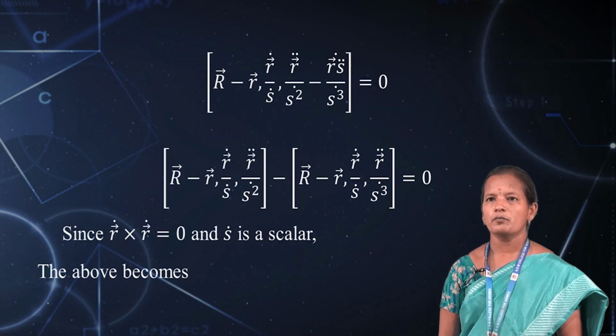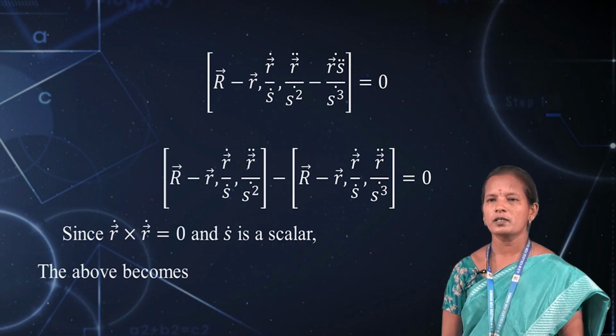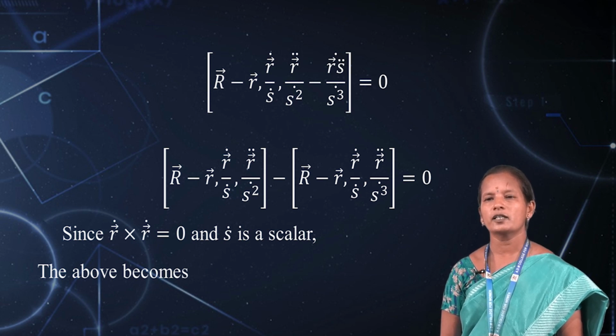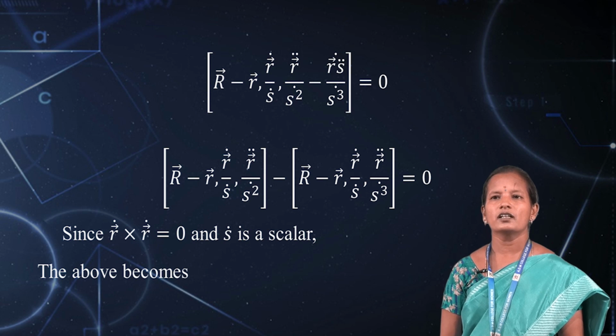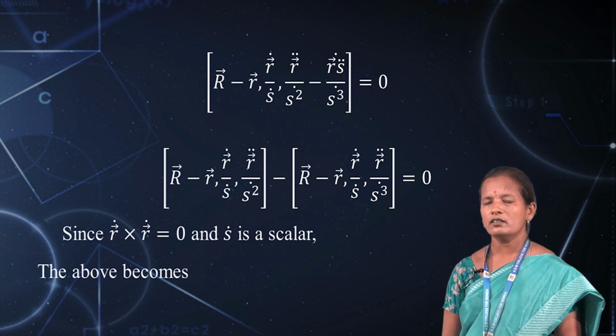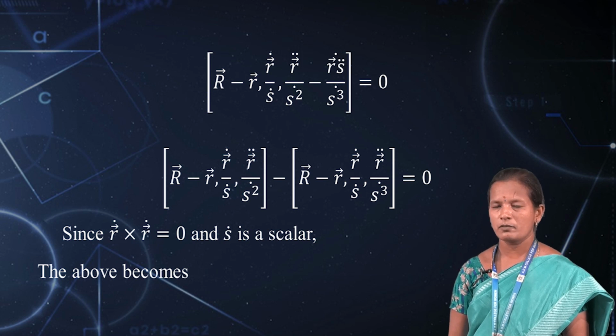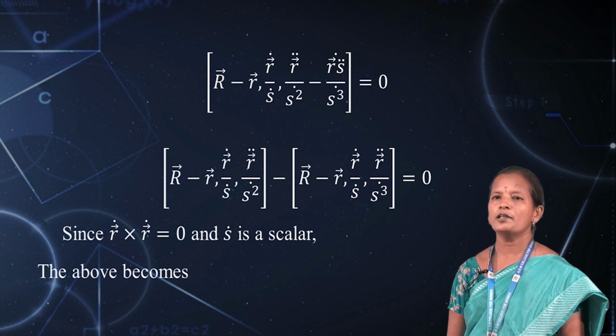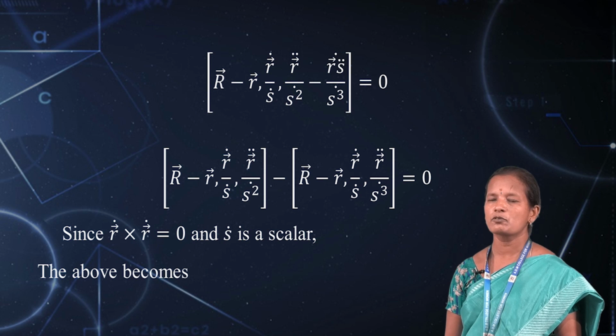We are simplifying the above step, we get box value of capital R minus small r, comma r dot vector by s dot, comma r triple dot divided by s dot squared minus r dot s double dot divided by s dot cube, which is equal to 0. Simplifying this step, we get the box value of the difference of these two values.